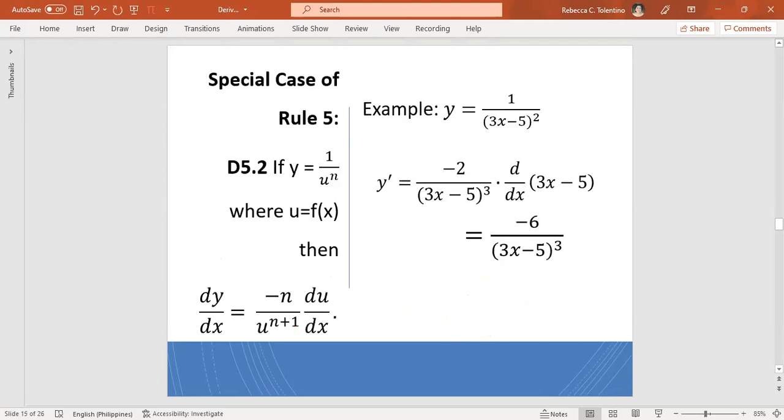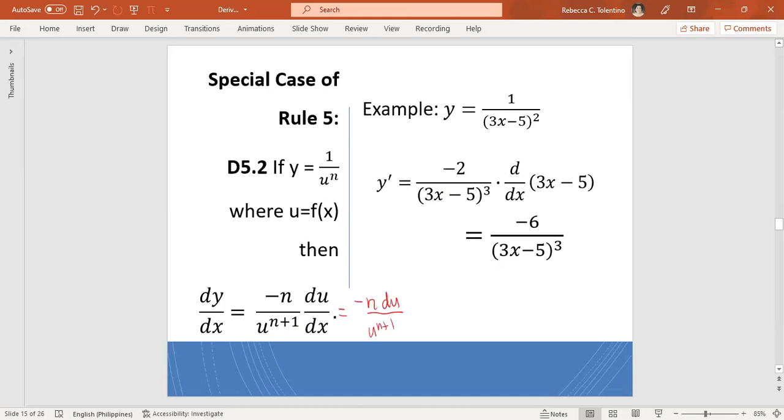Then we have another special case of Rule 5. This is when your function is in the denominator. So instead of u to the n, what you have is y equals 1 over u to the n. Our dy over dx is negative n all over u to the n plus 1, multiplied by du over dx. Again, a shorter version of this would be negative n du over u to the n plus 1.